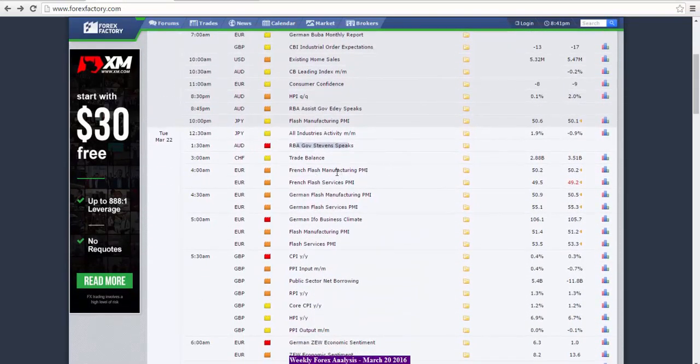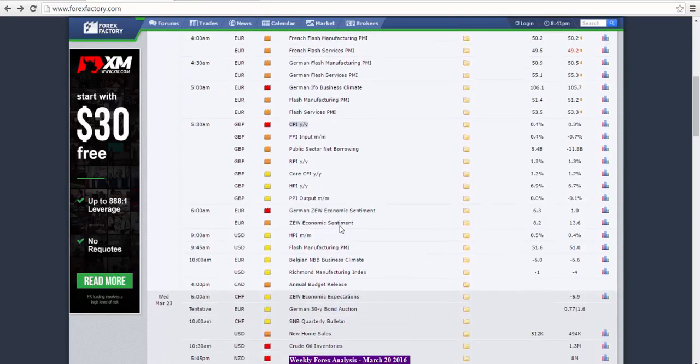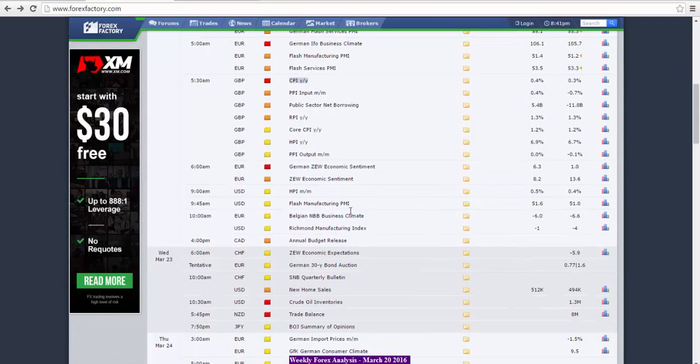And then on Tuesday, we have various manufacturing and services PMI numbers out of the Eurozone. Here we have German IFO business climate numbers, which will be important. And then for British pound, we have the inflation number, the CPI number, coming out on Tuesday at 5:30 a.m. Eastern. And then we get the German ZEW economic sentiment number, which we'll have to keep an eye on to see how the growth prospects are for the Eurozone.